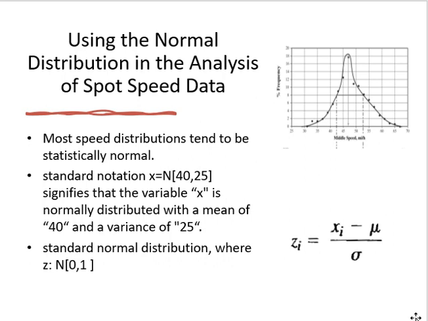Any data which is normal, you can write it with this expression. This expression, which you see in the second point, is saying X is normal data. They call it normal distribution. So X is normal distribution data with the first number as its mean and the second number as its variance. This expression is saying X is normal distribution data with a mean of 40 and a variance of 25.